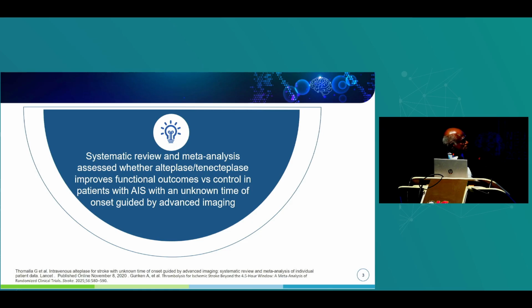We'll come with the first thing, beyond 4.5 hours thrombolysis. A systematic review and meta-analysis assessed whether alteplase/tenecteplase improves functional outcomes versus control in patients with acute ischemic stroke with an unknown time of onset or known time beyond 4.5 hours, guided by advanced imaging.